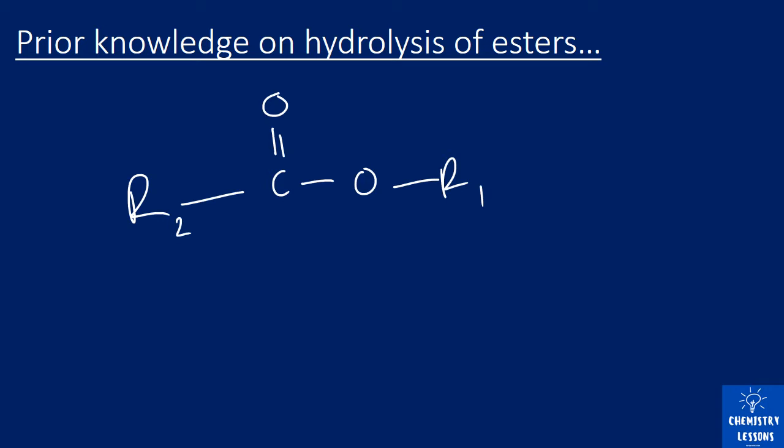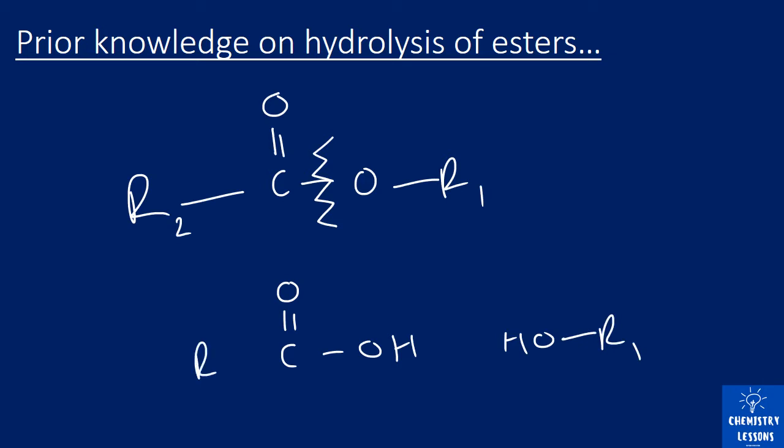So what we're doing is we add water across, we break the ester link, and you end up with the OH from water and the H from water. So you break it down, and you end up with your alcohol and your carboxylic acid. So it's the reverse reaction of that esterification process. And if you recall, that process was in fact reversible.